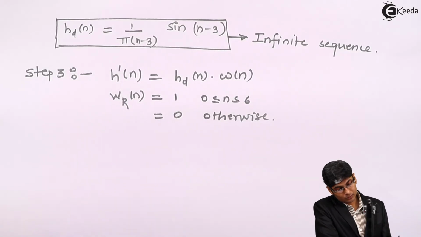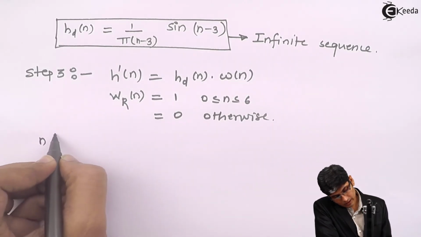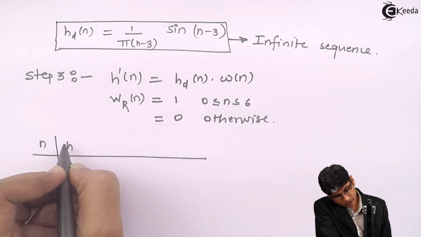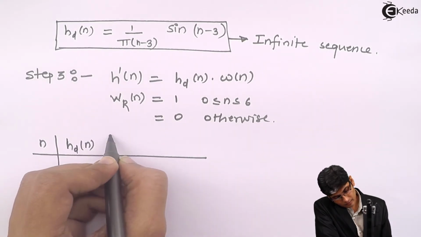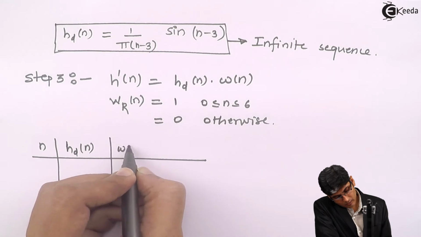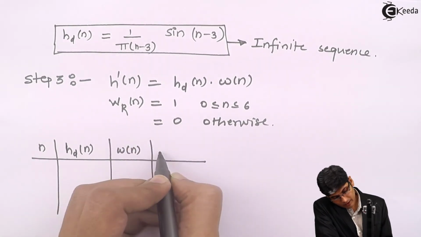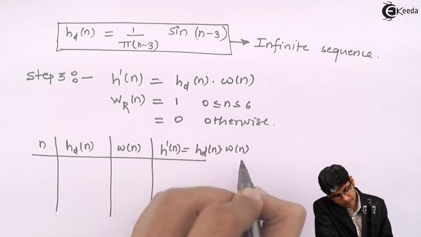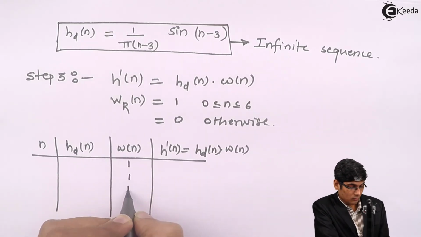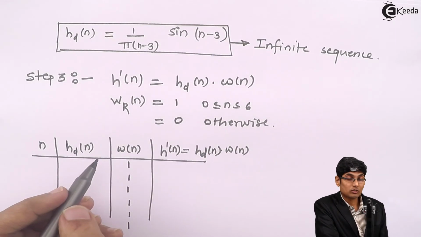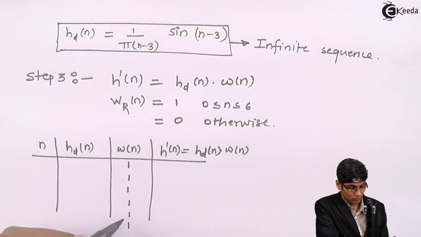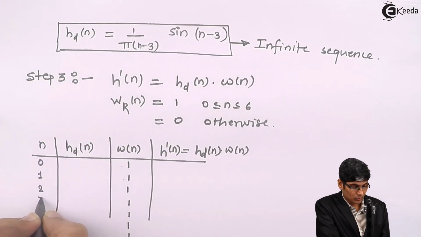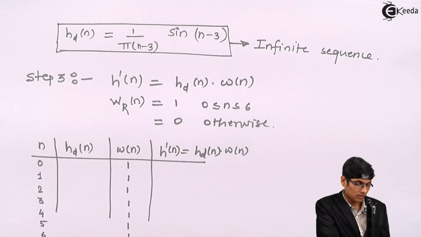Right, so what we will do is make a chart. Write the value of n, then the value of hd of n, then w of n, and then h dash of n, which is nothing but hd of n into w of n. Now w of n will be 1, 1, 1, 1, 1, a total of 7 times, because n will go from 0, 1, 2, 3, 4, 5 and 6.